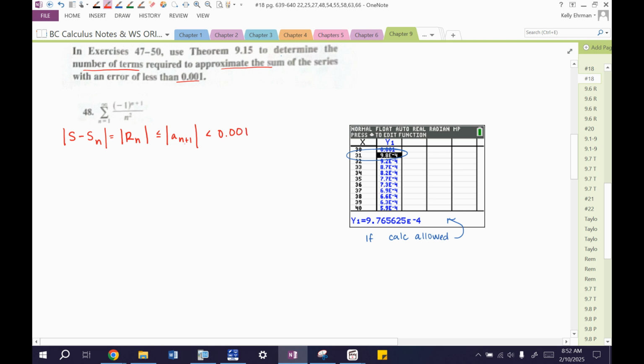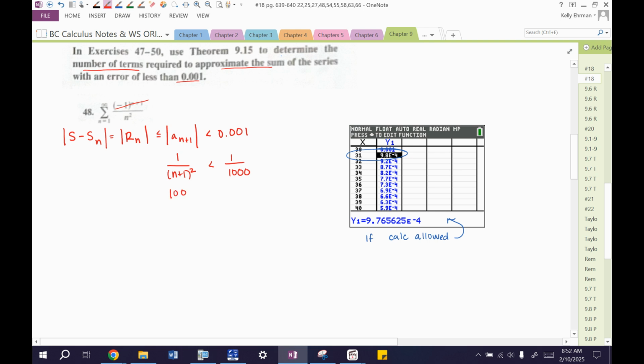Okay, now working here. The absolute value means we ignore the -1 to the n plus 1. So this is 1 over n plus 1 squared. And let's change this decimal to 1 over 1,000. They usually will give us, on a non-calculator problem, this as a fraction anyway.